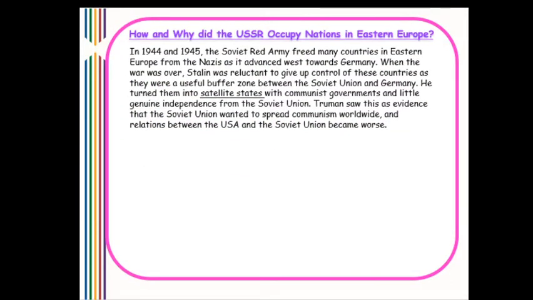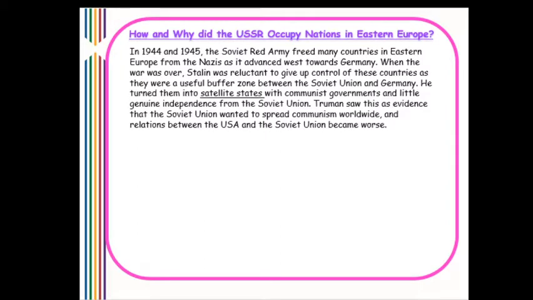In 1944 and 1945, the Soviet Red Army freed many countries in Eastern Europe from Nazi occupation as it advanced west towards Germany. When World War II was over, Stalin was reluctant to give up control of these countries as they were a useful buffer zone between the Soviet Union and Germany. He turned them into what's called satellite states, with communist governments and little genuine independence from the Soviet Union. Truman saw this as evidence that the Soviet Union wanted to spread communism worldwide and relations between the USA and the Soviet Union became worse.